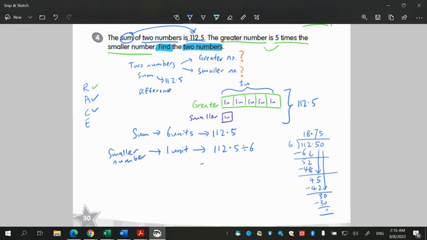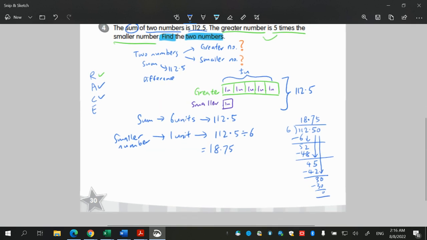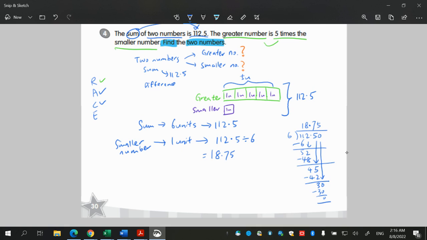Okay, so 1 unit, that's the smaller number, that's 18.75, that's the decimal. Then the next part, we've got to find the greater number. There are 2 ways to find it. You pick your way. Have you picked it already? Show hands, or maybe a like, if you used subtraction. That means the sum minus the smallest.